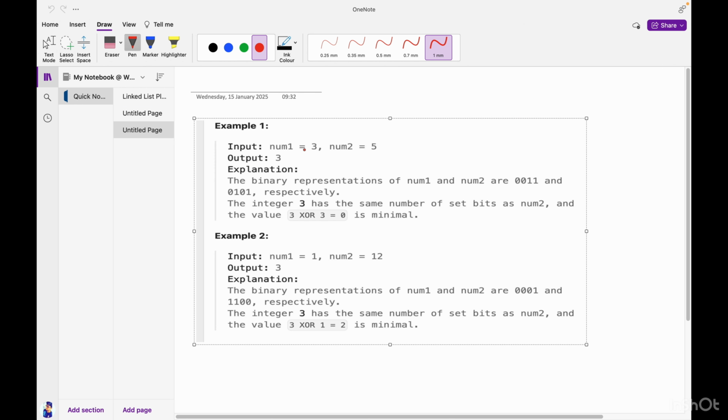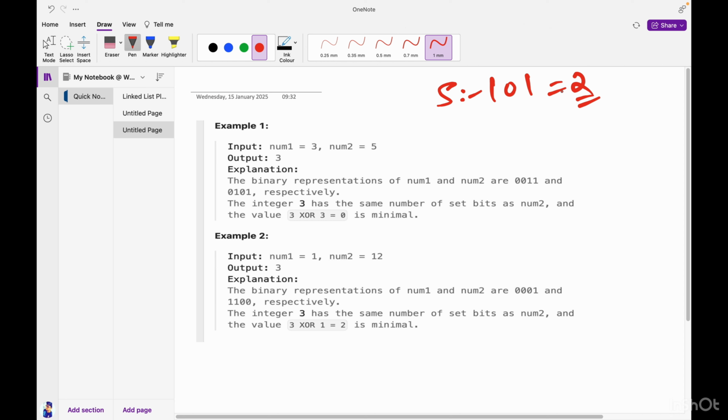So let's take this question. First question, 3 and 5. We have to take a number whose set bits are equal to the set bits of num2. So 5. What is the representation of 5? 1 0 1. Okay, so set bits are 2. We have 2 set bits. So we have to use these 2 set bits to find the number through which 3 XOR that number is minimum. We don't have to find the minimum number. We have to find the number which, when we XOR it, we can get the minimum answer.